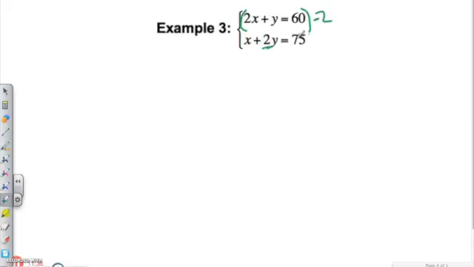So I'm going to leave this equation the same. I'm going to multiply negative 2 times 2x, which is going to give me negative 4x. I'm going to multiply negative 2 times y and get negative 2y. And 60 times negative 2 is negative 120. So I am going to combine my like terms, and x and negative 4x is a negative 3x. My 2y and my negative 2y are going to cancel with each other. And my negative 120 and my 75 are going to combine to give me negative 45.